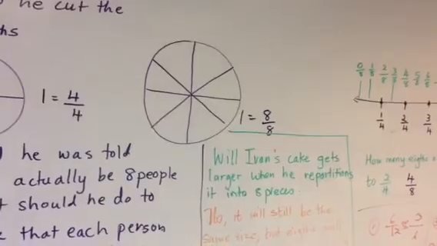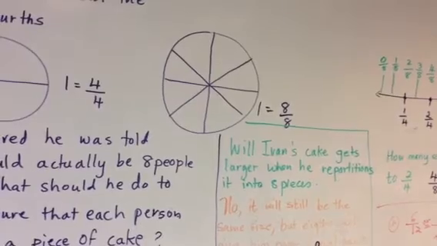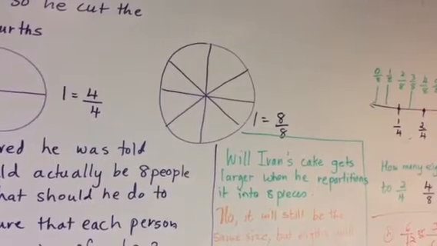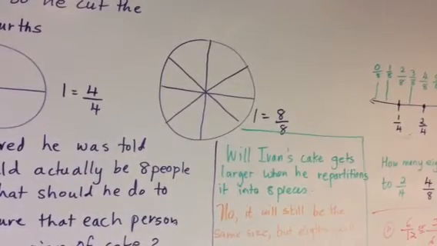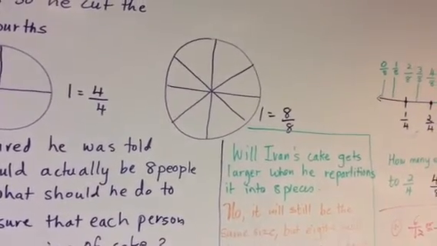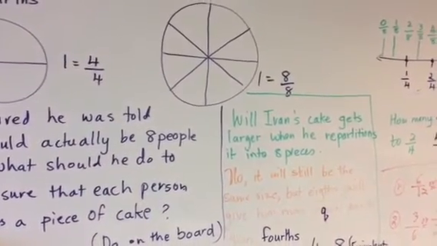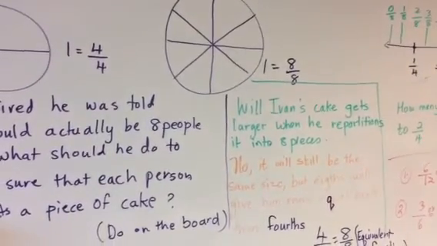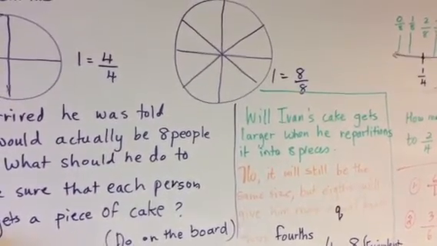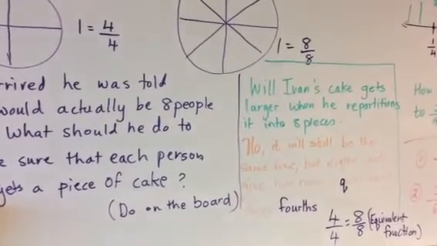Will Ivan's cake get larger when he repartitions it into 8 pieces? Repartitions means he will divide each 1/4 into 2, because 4 times 2 is 8. So will Ivan's cake get larger? No, it's the same cake. So it will still be the same size, but eighths will give him more equal parts than fourths. That means all the 8 people will get the same size, and so there won't be any problem. 4 over 4 is equivalent to 8 over 8.